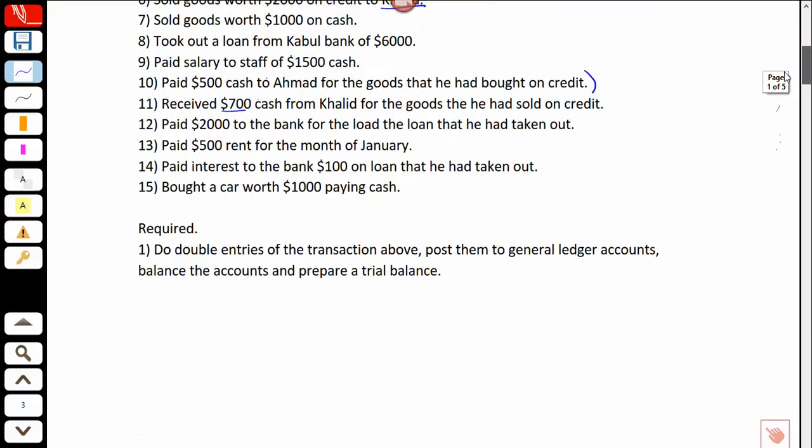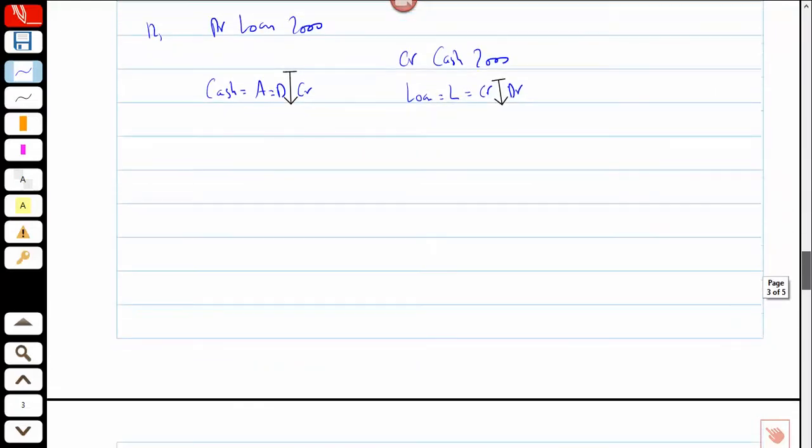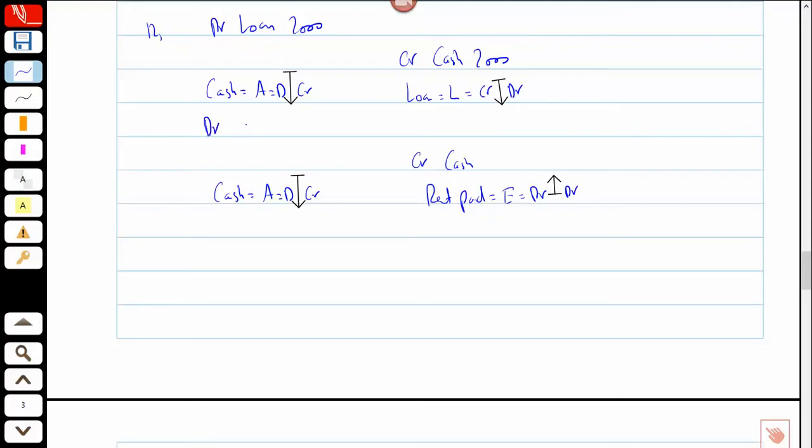13. Paid rent for the month of January. Remember I told you rent, salary, paid is an expense. Yeah? And again, what happens to cash position? Cash decreases. So credit cash, and rent paid is an expense. And their debits, they have increased debit. Debit rent expense. How much was it? 500?